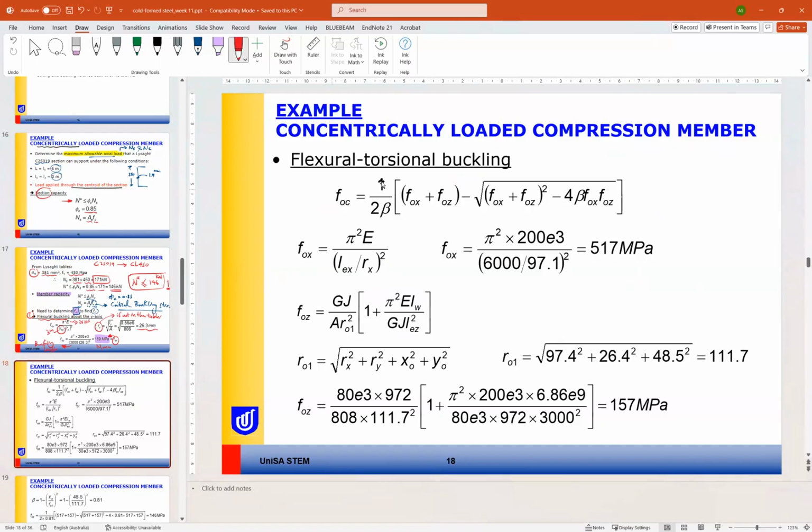So for the flexural torsional buckling, FOC in this case, or in the standard FOXZ, is equal to 1 over 2 beta times FOX plus FOZ, and so on. So we need FOX, FOZ, and we also need beta.